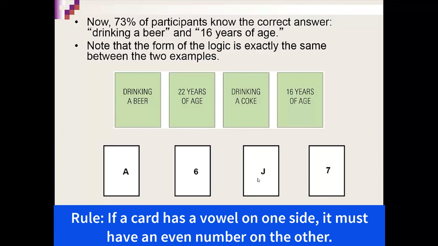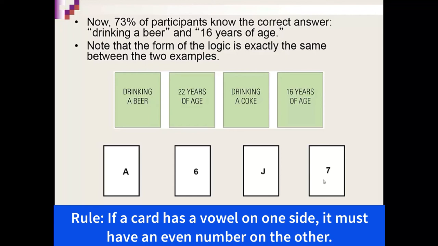Most of us realize that we don't have to check the consonant because the vowel and even number rule does not involve consonants. And a lot of us miss that we need to check this card. This card could be out of compliance because the rule says if there's a vowel on one side, it has to be an even number on the other.